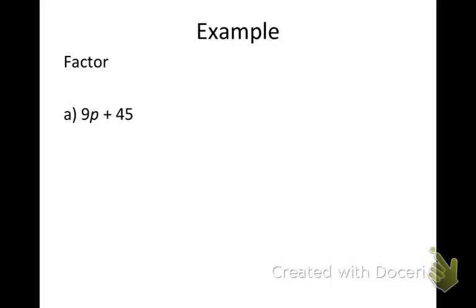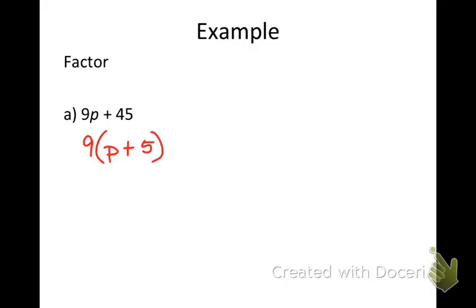So I have 9p plus 45, and I'm told to factor it. So the first thing I should be thinking in my head is, is there a GCF that I can factor out? Yes, what is it? 9, good. So if I factor out a 9, I'm left with p plus 5.